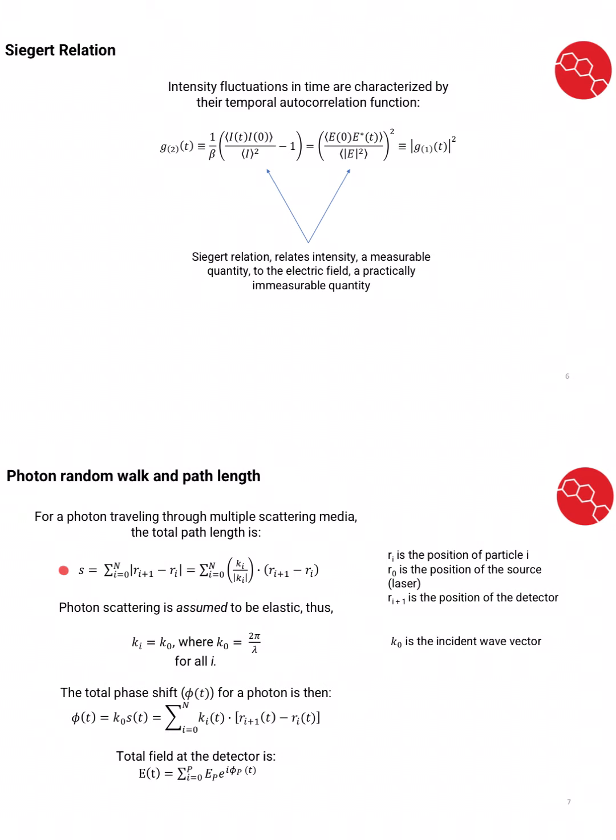Photon scattering is assumed to be elastic, therefore k_i is equal to k_0, the incident wave vector, which is equal to 2 pi over lambda, where lambda is the wavelength of the laser. The total phase shift, phi of t, for a photon is given by the bottom expression here, which is k_0 multiplied by the path length. And then we have our electric field, which we've already defined, which is summed over paths P, and where E_P is the amplitude of the field from path P at the detector.